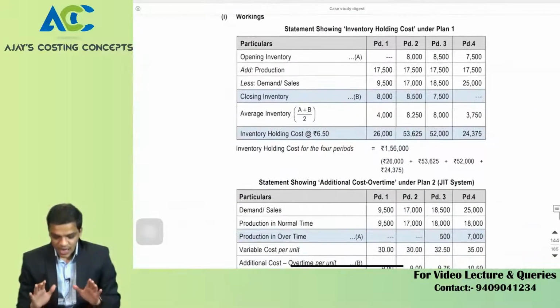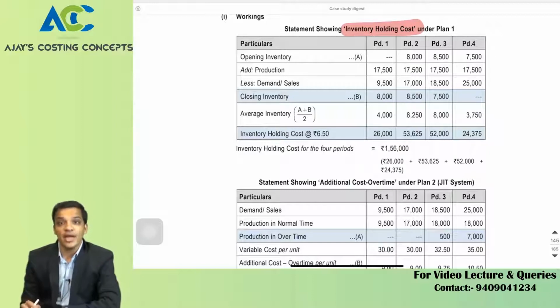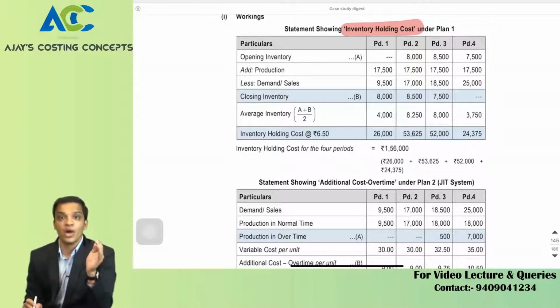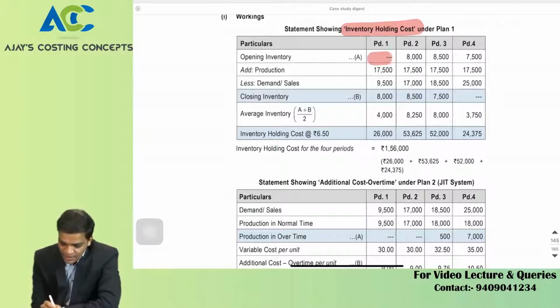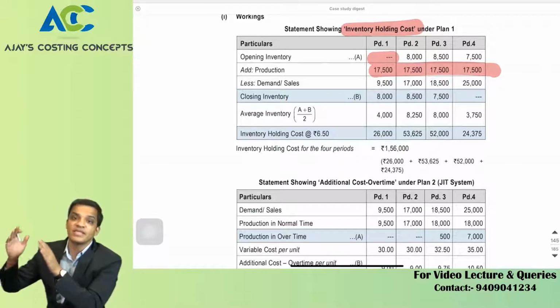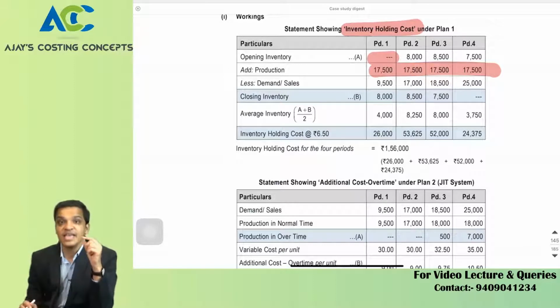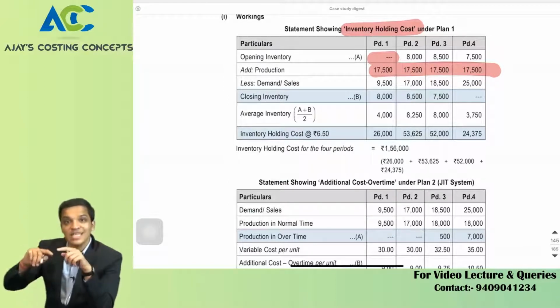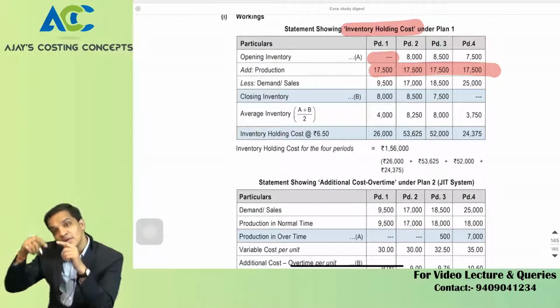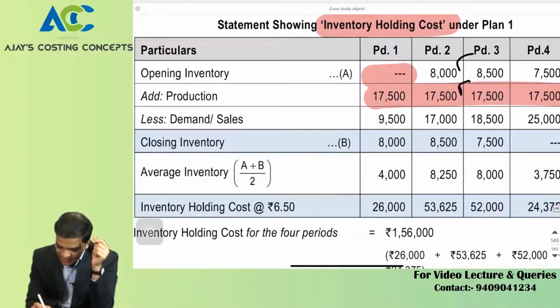Now see how the institute has done. First of all, to find out the inventory holding cost, you need to calculate the holding quantity for period 1, period 2, period 3, period 4. As opening is not mentioned, we shall take 0, correct? Every quarter 70,500 units are produced. For the first period, the sale would be 9,500, so there is a carrying of 8,000 units. That is what I discussed. This 8,000 becomes opening for the next period. Again you will produce 17,500, and the demand is 17,000 in that period, so in that period you are carrying 8,500 units.